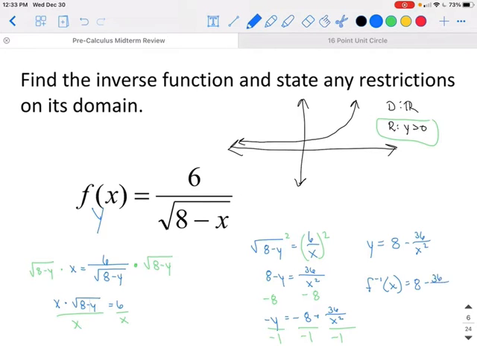is 8 minus 36 over x squared, which has a restricted domain of x has to be greater than 0. Remember, this domain is the same as whatever your range was. Your range is y, but because this is the inverse, this will now be our x.